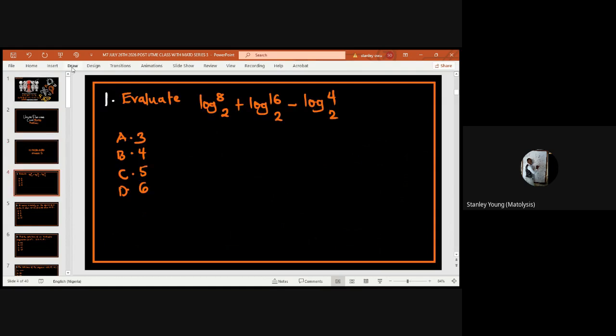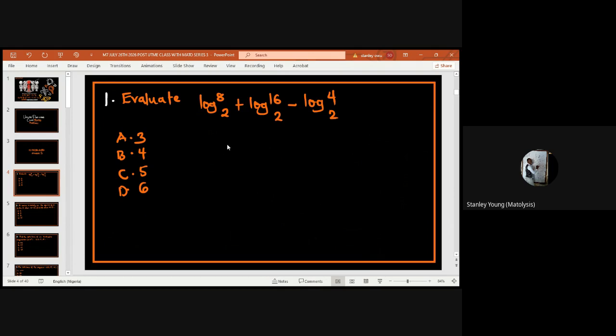Okay, here we have Question 1. This is pretty straightforward and is on logarithm. When logarithms are to the same base, you can combine them into one. For addition of logarithms, you multiply the numbers. For subtraction of logarithms, you divide the numbers.